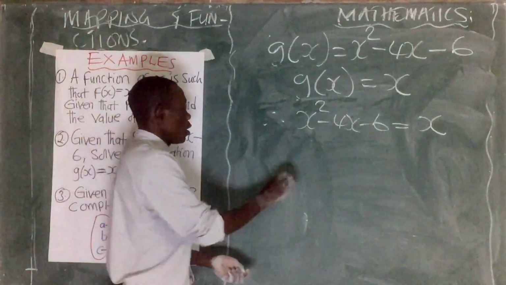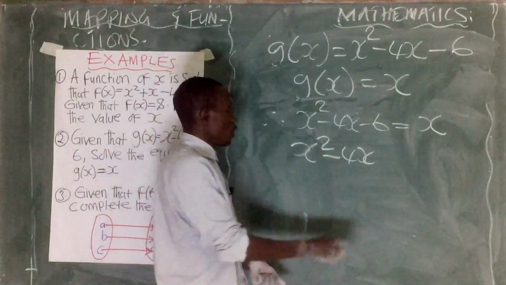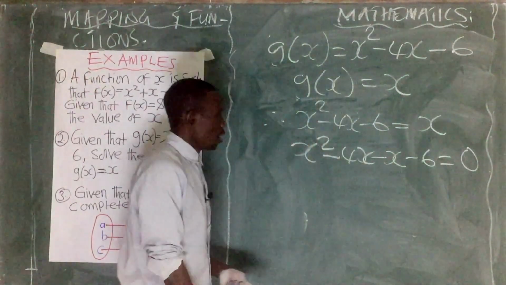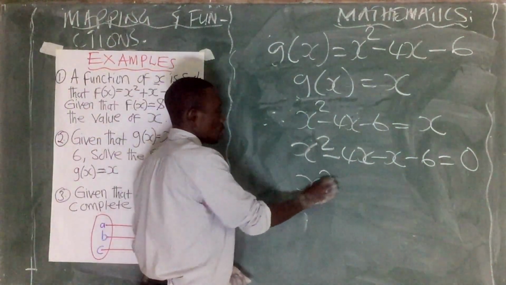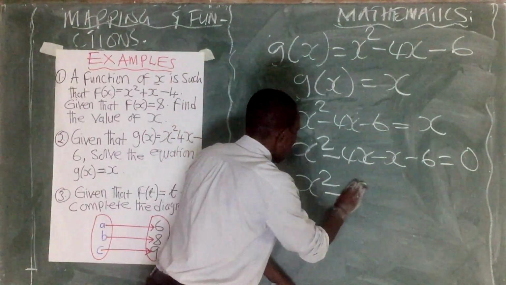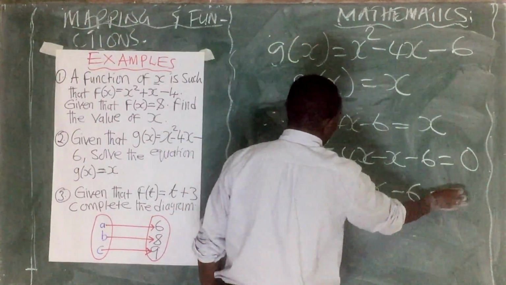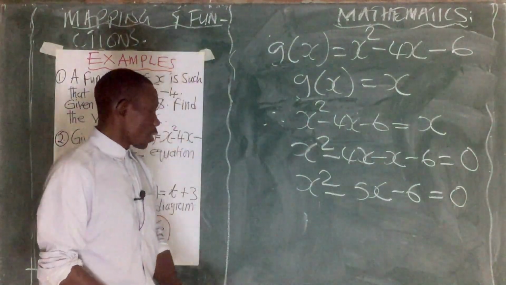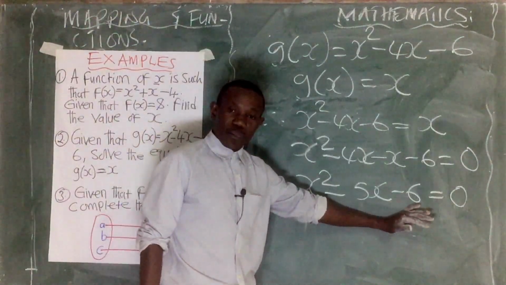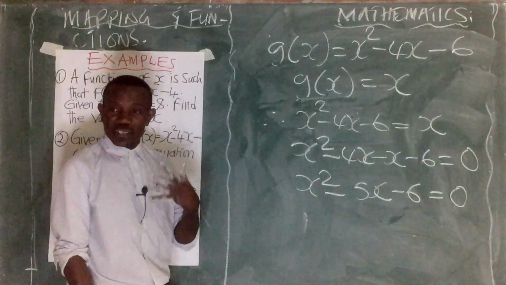Equate the equation to 0, which means we have x squared minus 4x. This comes to this side where we will have negative x, then negative 6 is equal to 0. Right. So here we have x squared minus 4x minus x. We get minus 5x. And this gives us minus 6 is equal to 0 as such. Now what we need to do is simply to factorize this expression. We don't change the tactics. It remains as it is.